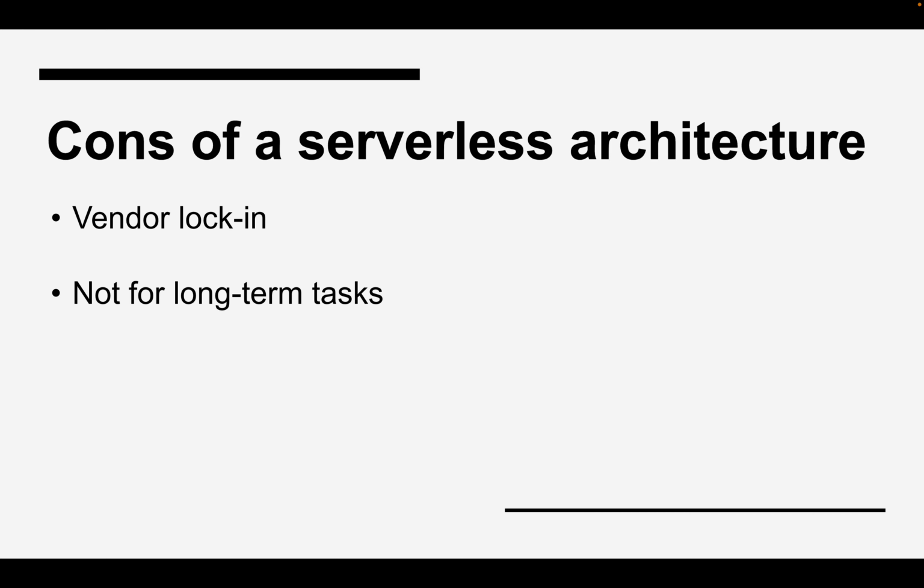And with the microservices architecture, you're only locking yourself to Docker and Kubernetes, which are open source and pretty much industry standard. So you can still relatively easily migrate from one cloud to another. But it's not the case with the serverless architecture.